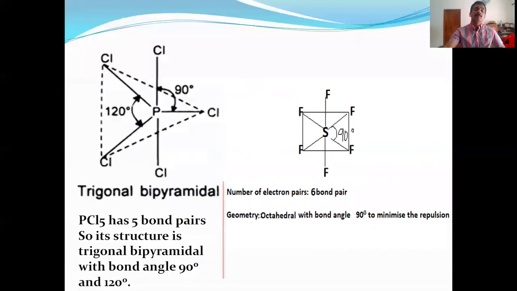Now see the case of PCl5 and SF6. In PCl5, you know, 1, 2, 3, 4, 5. 5 bond pairs are present.